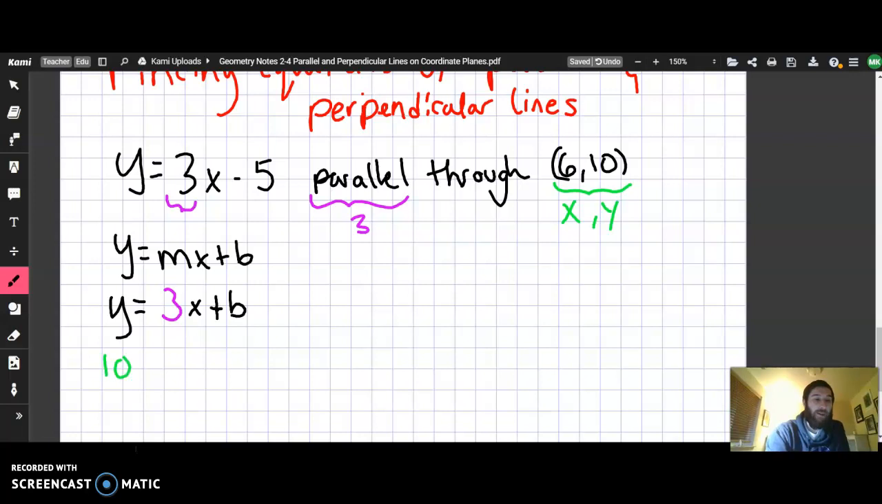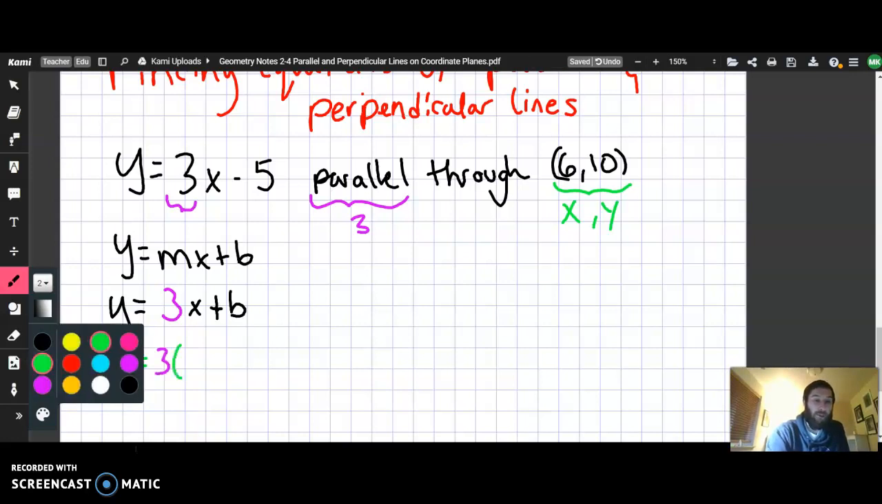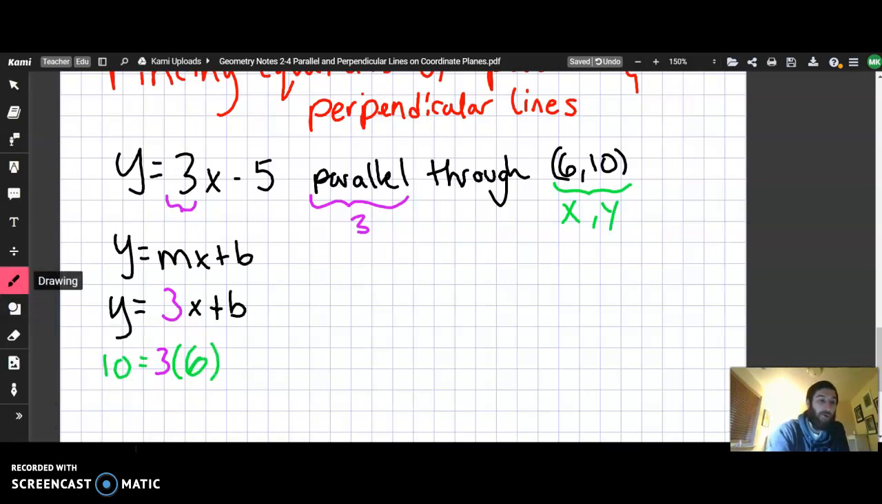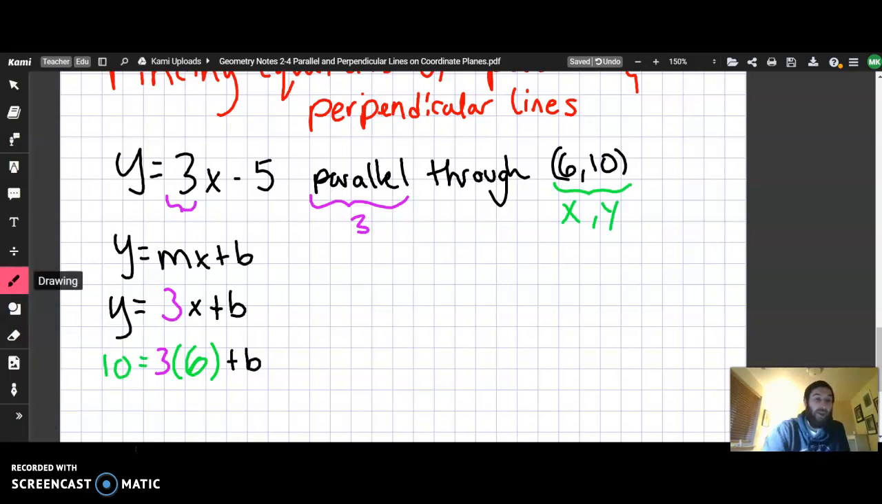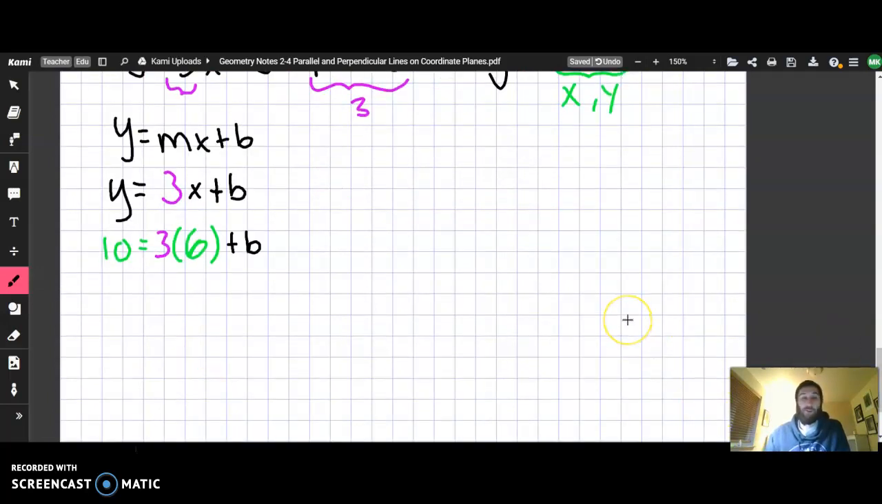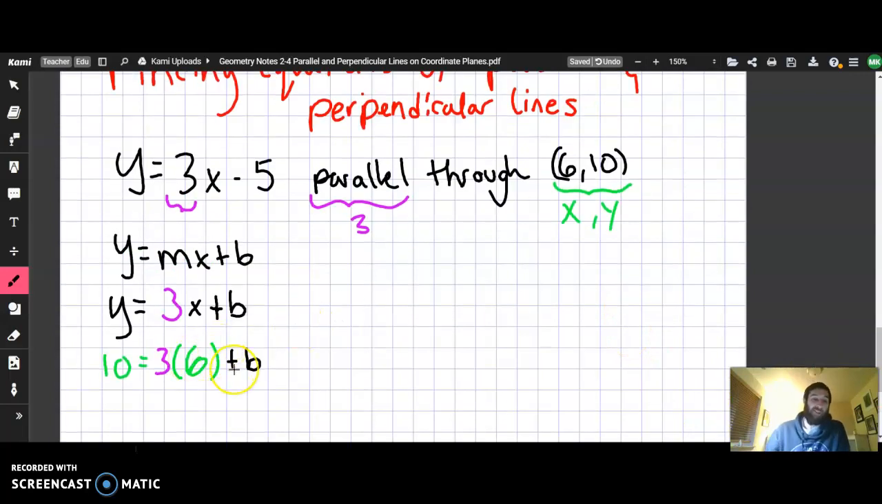So we're going to plug those points in. 10 for y is equal to the 3 from our slope, because it's parallel, times the 6 plus our value of b. And ladies and gentlemen, this is what we're solving. If we can get b by itself, then we'll know our equation of our parallel line. And so let's go ahead and work through it. The 3 times 6, last time I checked, is 18. And so we have our 10 is equal to 18 plus b.